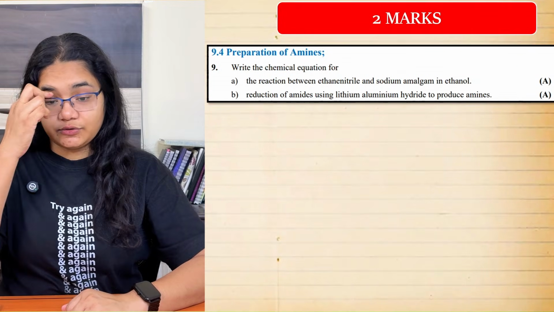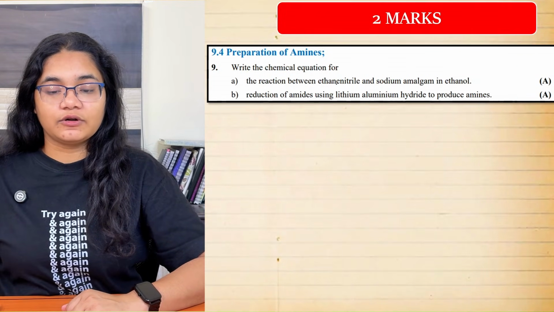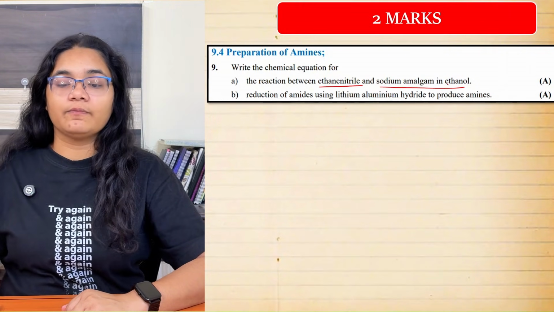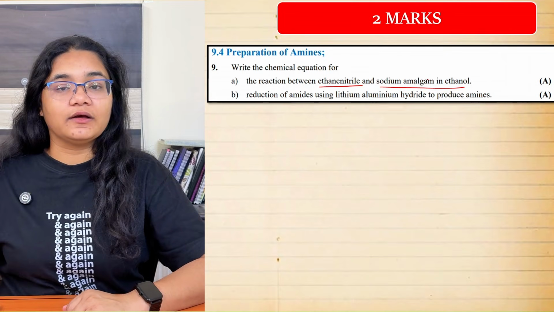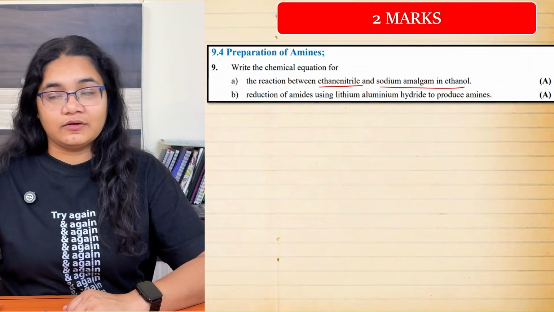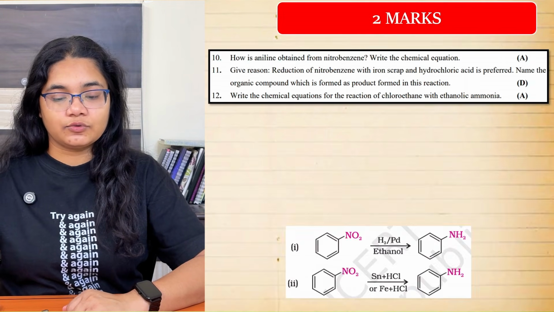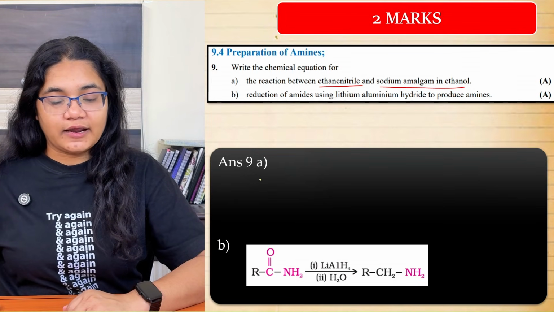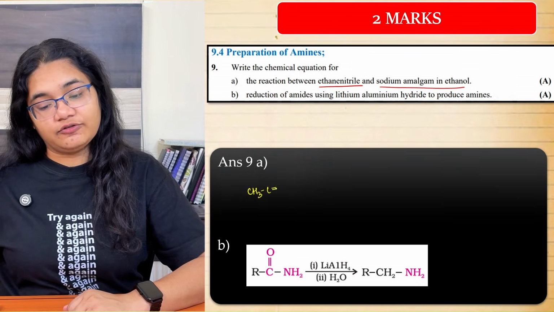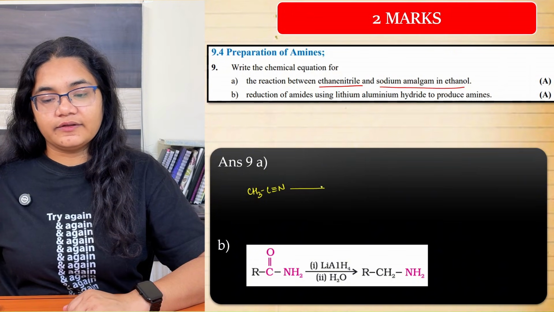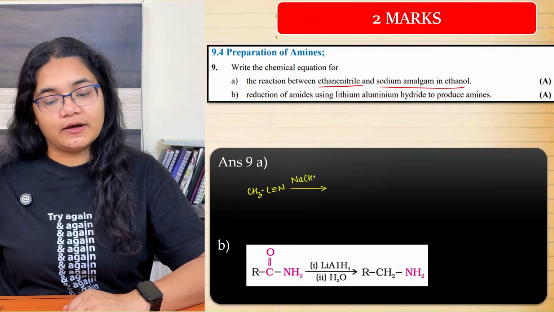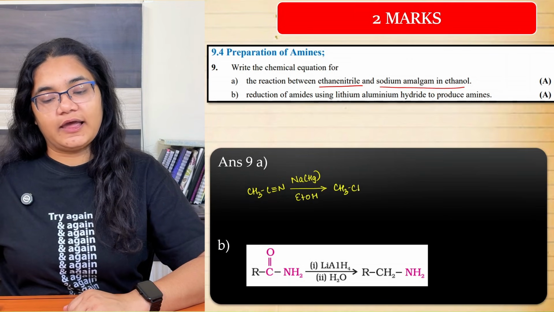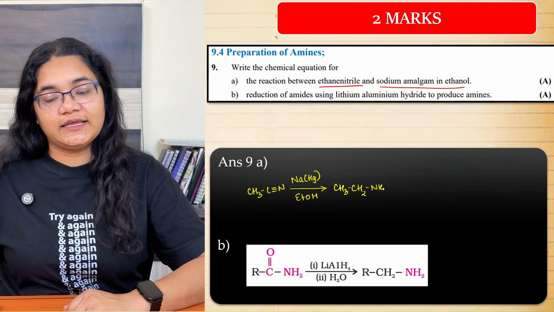Now moving to the next question, question number 9. Write the chemical equation for the reaction between ethane nitrile and sodium amalgam in ethanol. So ethane nitrile with sodium amalgam will give you again an amine, or I can say ethanamine. So I'll just write down this reaction here. So you need ethane nitrile, right? So it is CH3 C triple bond N, and if you treat this one with sodium amalgam and ethanol, this will produce alkyl amine, or I can say ethanamine.